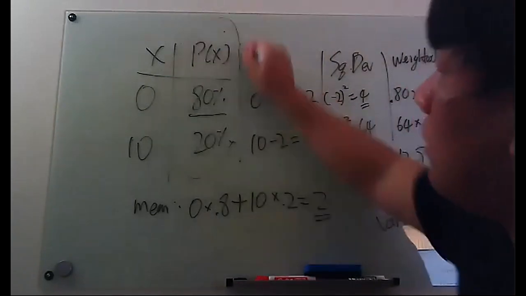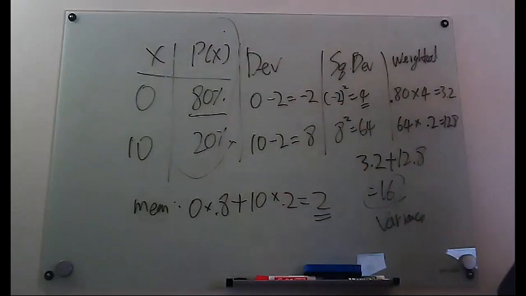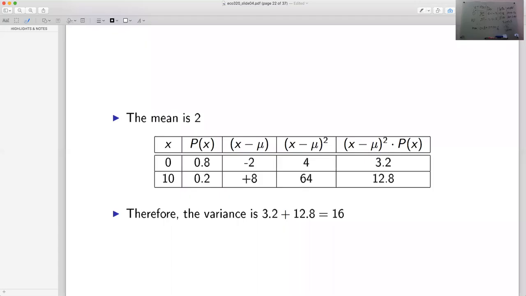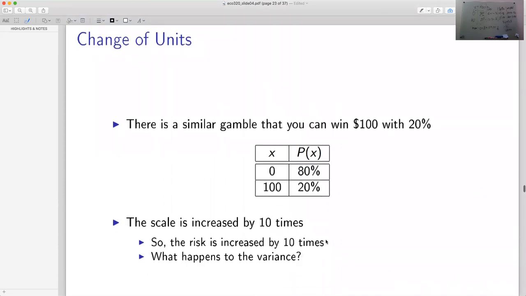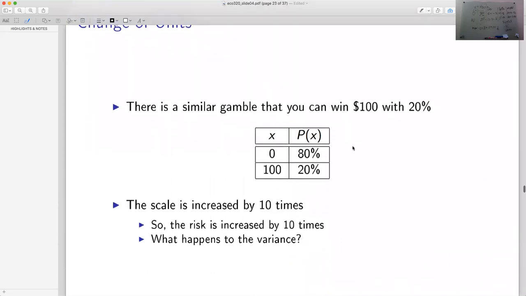Again, when you have those probabilities, that is how you get the variances. Make sure you study this enough. So this is how you get the variances.